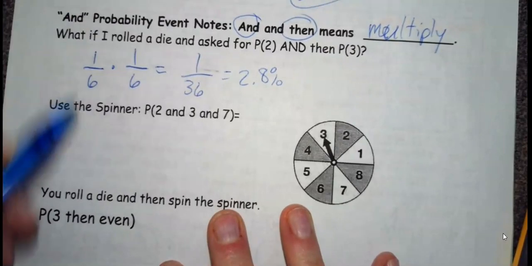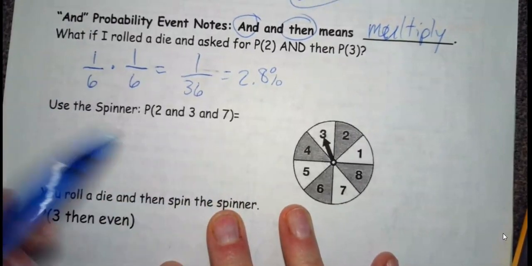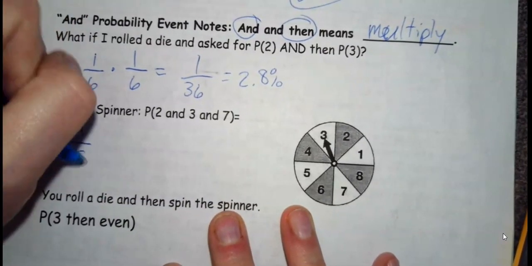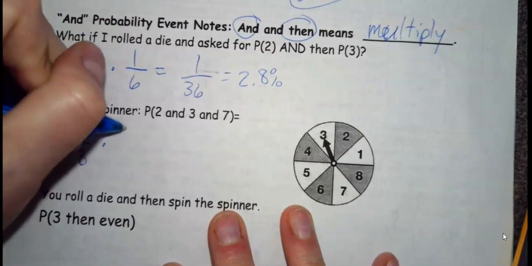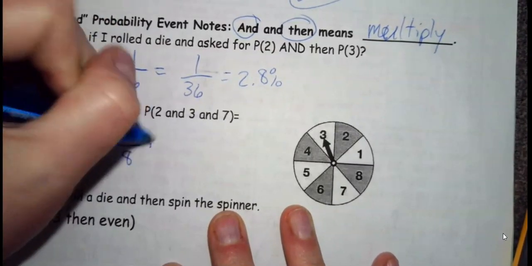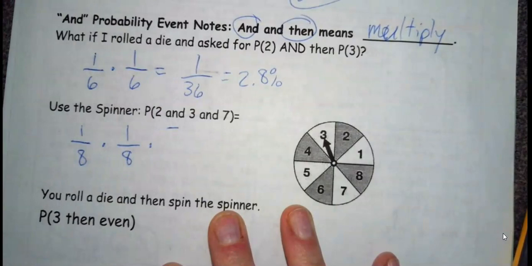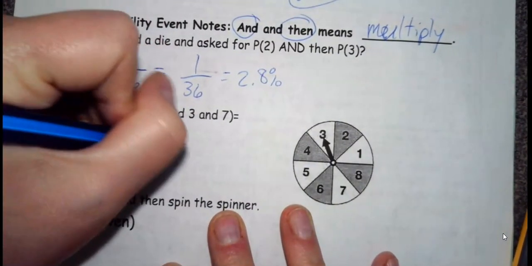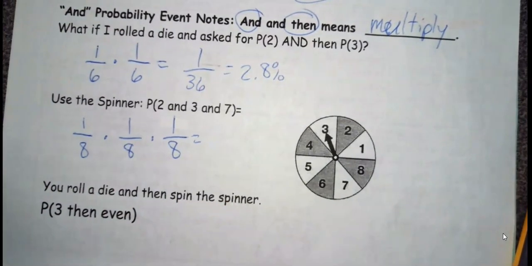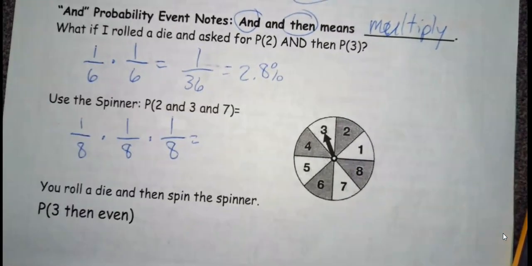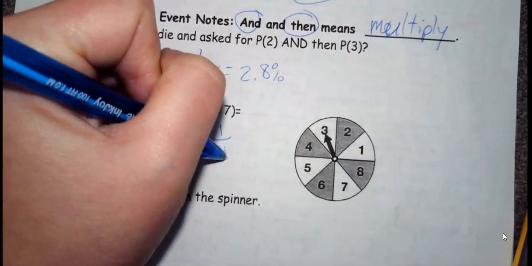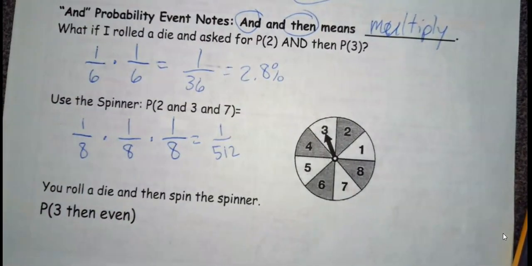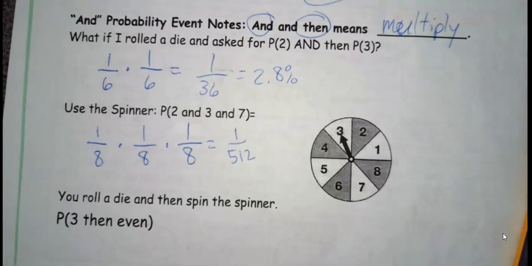All right, so we're going to use the spinner here. And we have a 1 out of 8 chance to get a 2, 1 out of 8 chance to get a 3, and 1 out of 8 chance to get a 7. So you're spinning 3 times, and in those 3 times you want to get a 2, a 3, and a 7. So you're going to get 1 over 512. And it's going to be less than 1% chance, so I'm just going to leave it in fraction form.